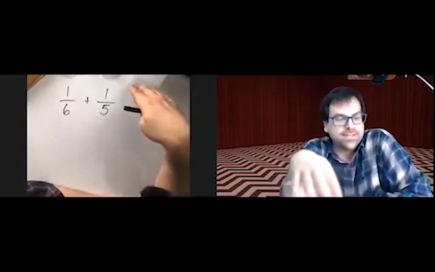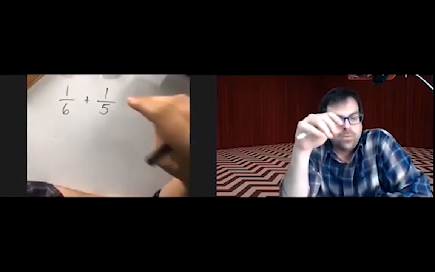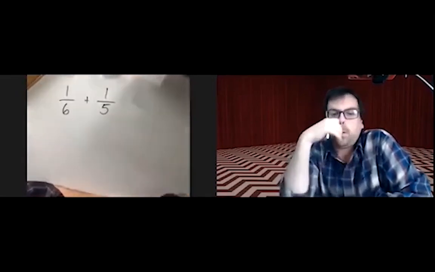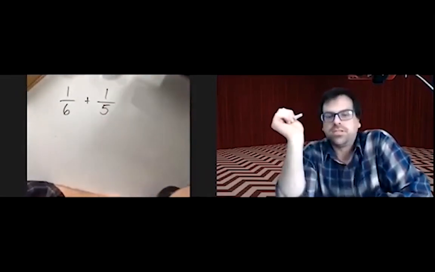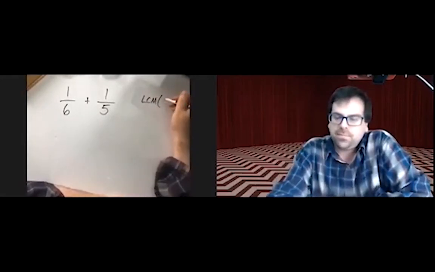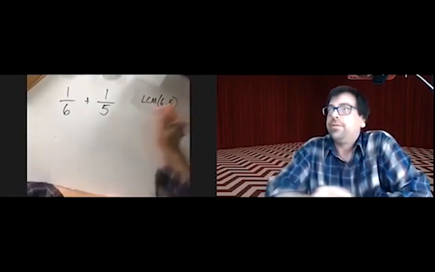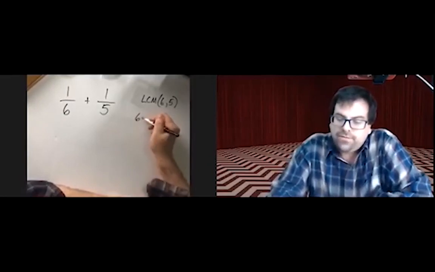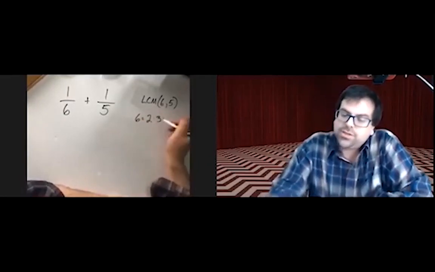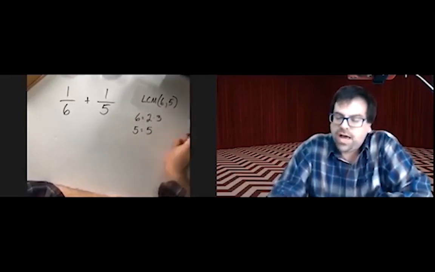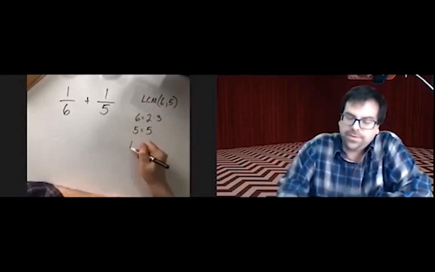This is not 1/6, it's not 1/5, it's not 1/11, it's not 1/30. We have to do least common multiple for the bottom numbers, least common multiple of 6 and 5, and then do equivalent fractions. Prime factorization of 6 is just 2 times 3. Prime factorization of 5 is just 5.